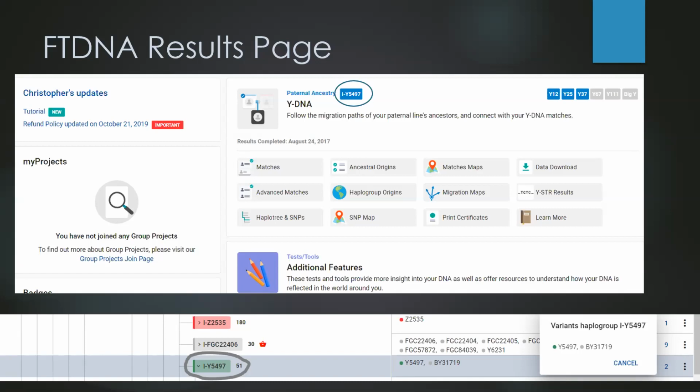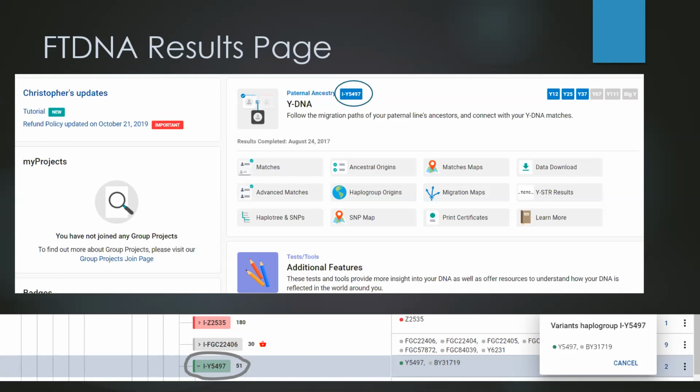There also are 67, 111, and Big Y beyond. So we'll talk in a little bit about the differences in those tests and why you may or may not want to move on into those higher resolution tests. So let's look at what you can see here from the results page. Look at those categories in the middle and read those so you can know the kinds of information available.